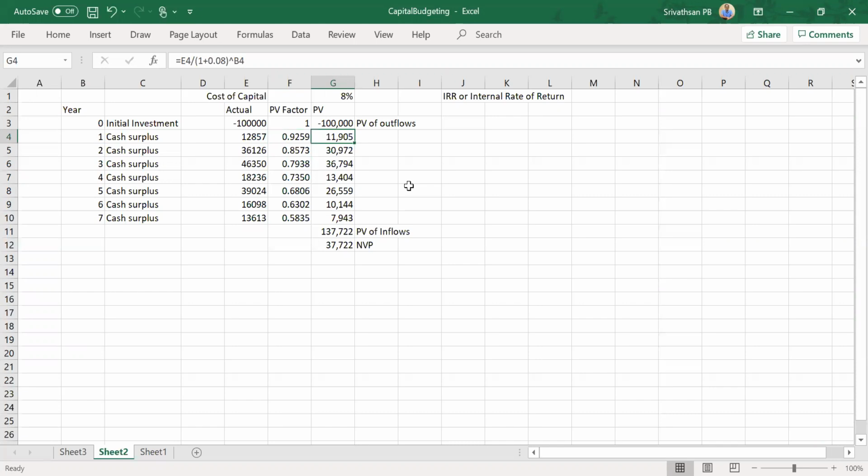Now, instead of having such a formula in that cell, I'm just going to multiply the actual cash flow by the PV factor. I'll undo and show you what the previous value was. If you see here, the formula changed, but the value has not changed. Both are the same. So I changed all the formulas just now.